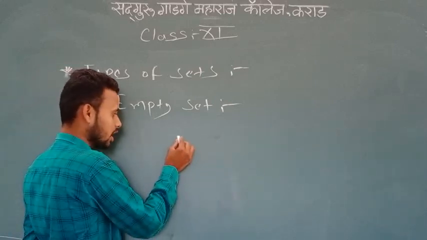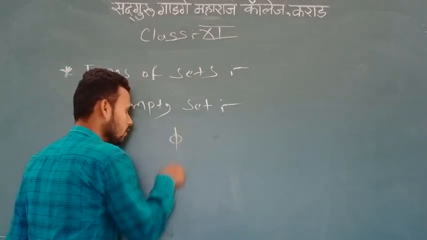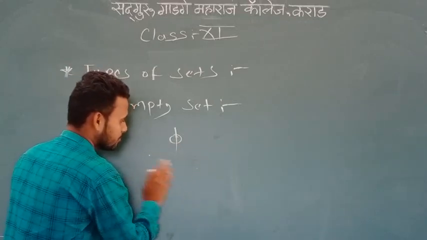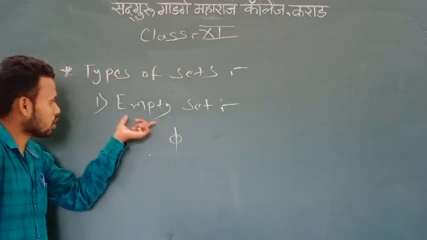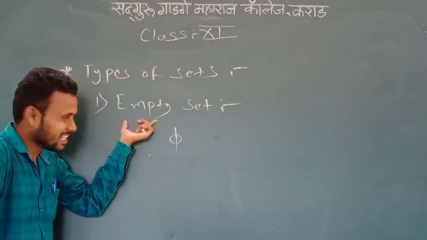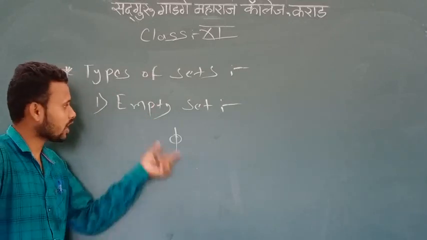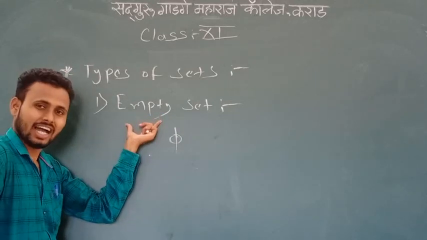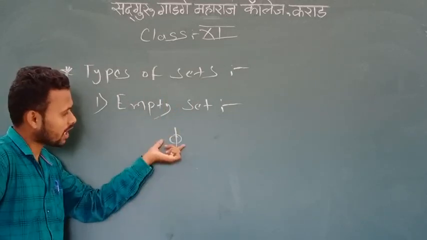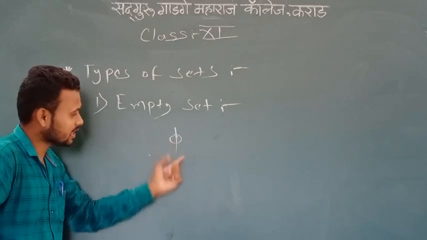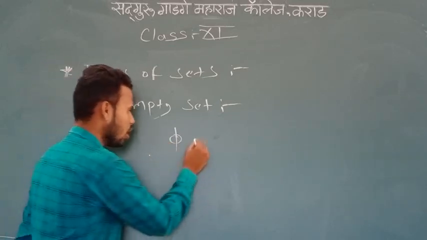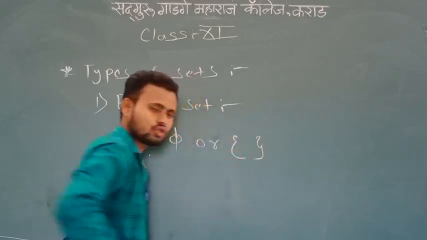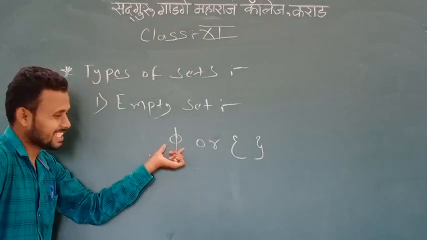The empty set is always denoted by the letter phi. Definition: a set containing no element is called the empty set or null set. Or another definition: a set having no element is called the empty set or null set, and it is denoted by the symbol phi. There is another symbol in that form too. These two symbols are used to denote the empty set.